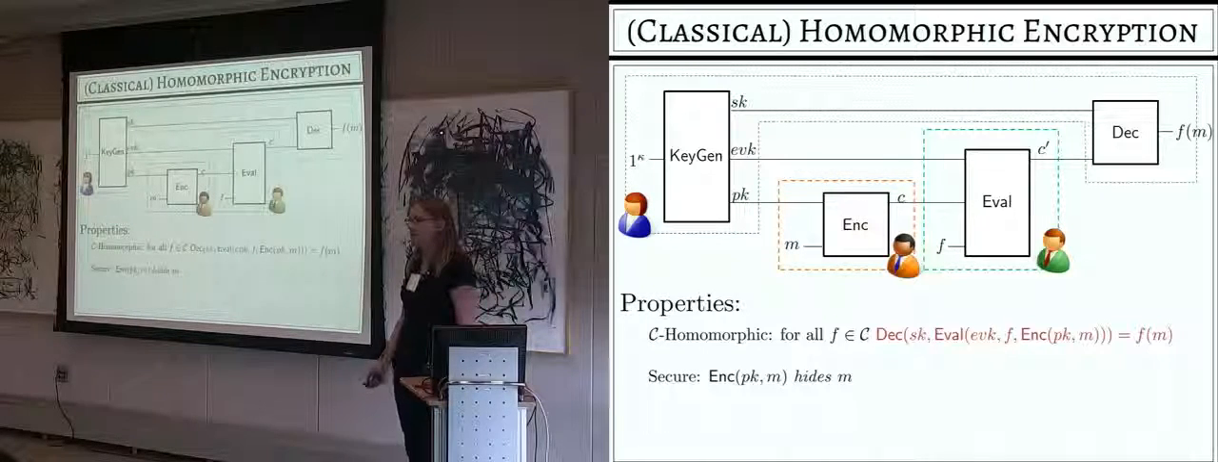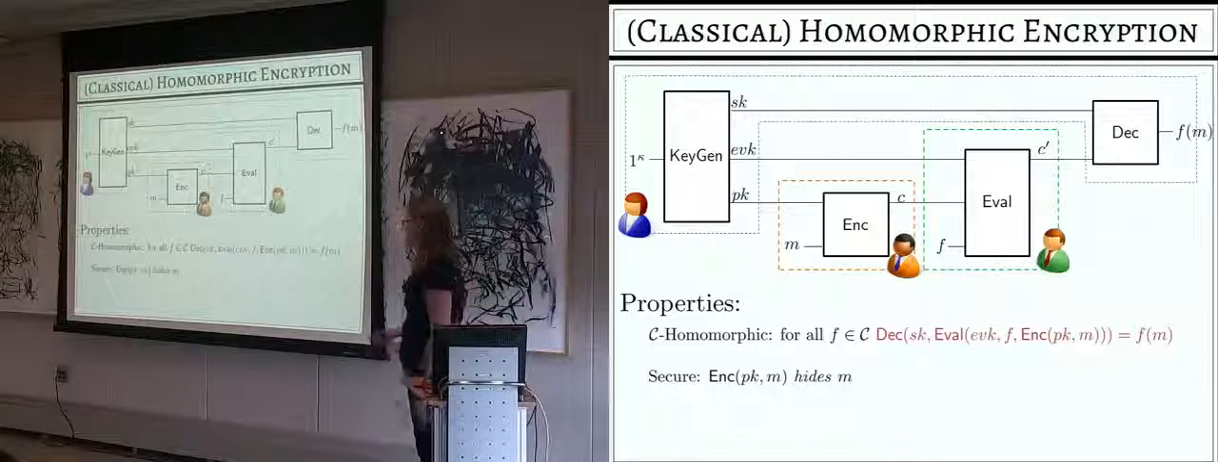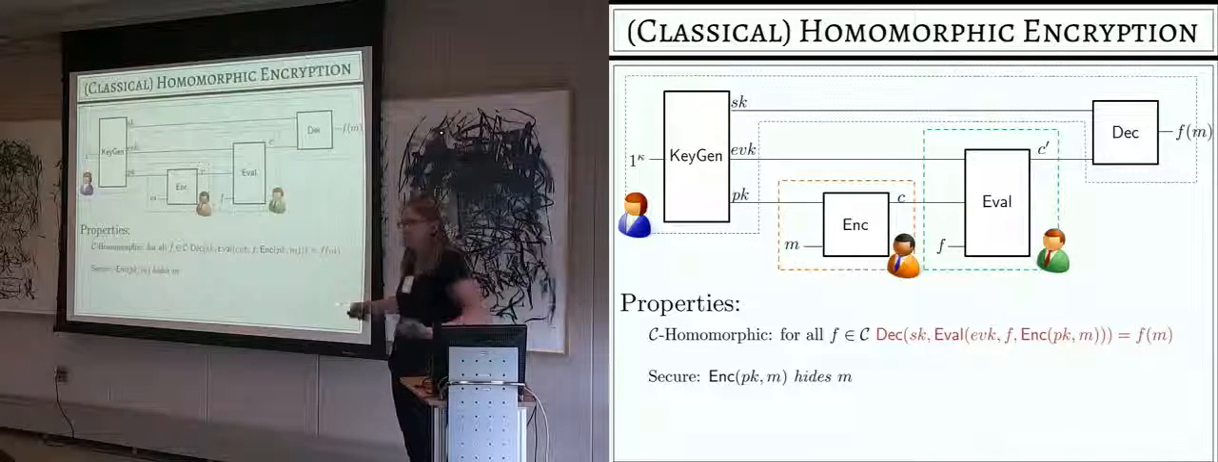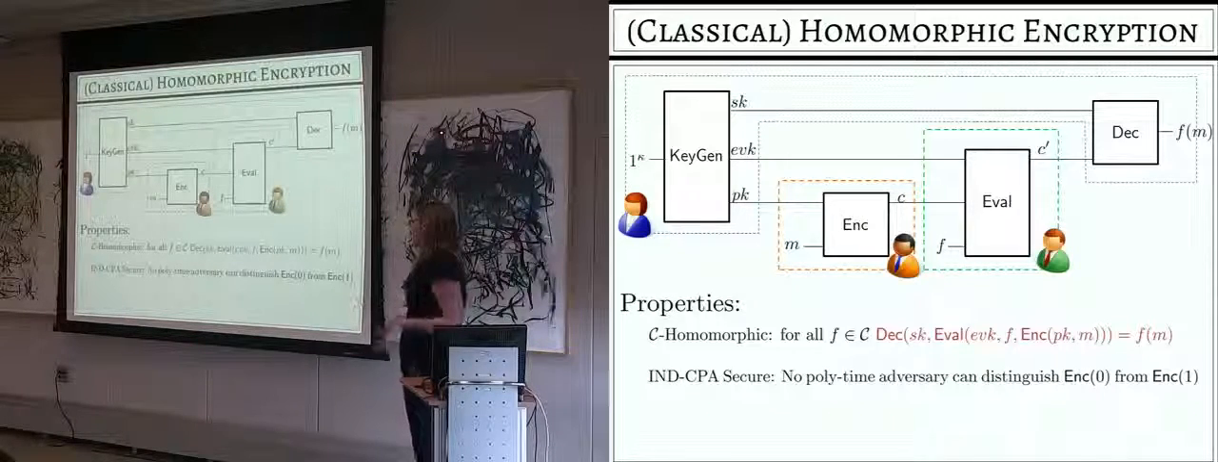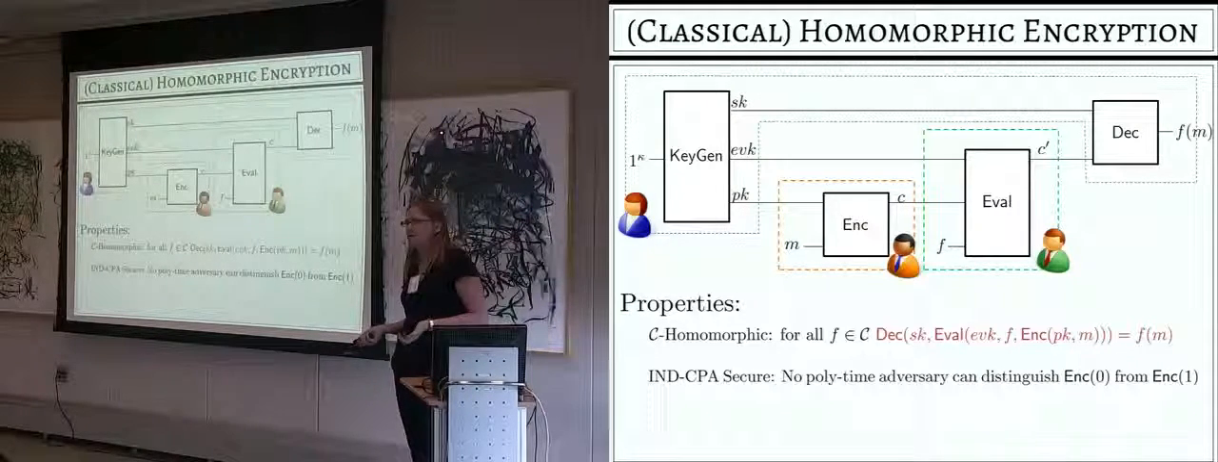The second property we would like is some kind of security. So if this is going to really encrypt a message, it needs to be that an encryption hides the message in some meaningful definition. So one standard cryptographic definition would be indistinguishability under chosen plaintext attack, which essentially says that no polynomial time adversary can distinguish between an encryption of 0 and an encryption of 1.